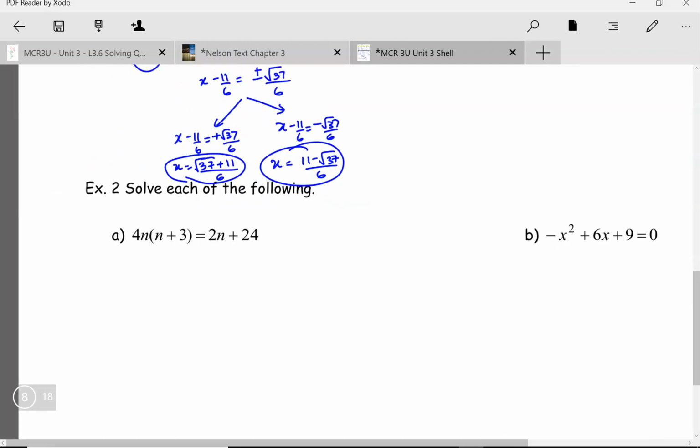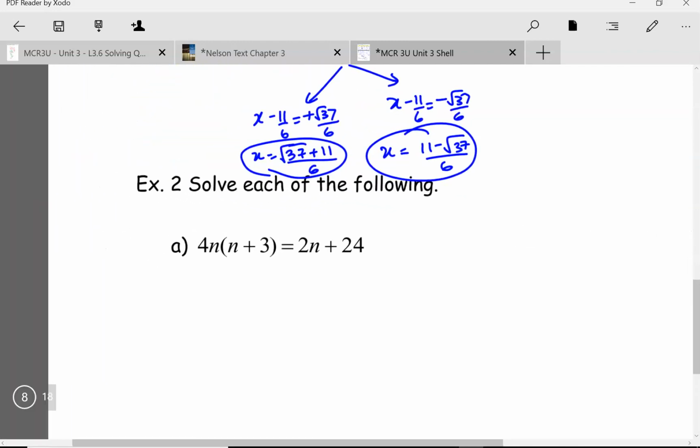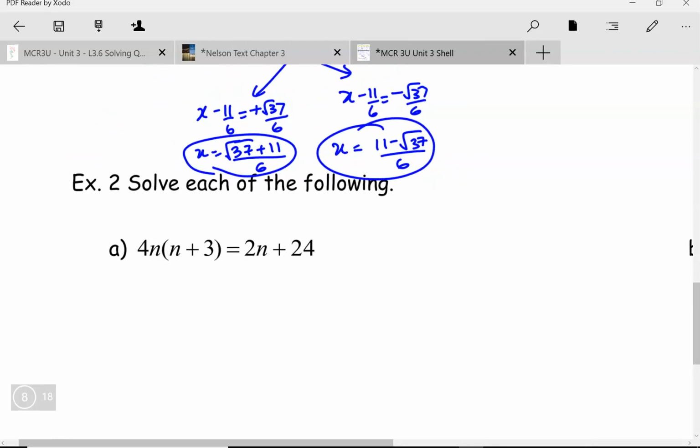Now we get to the harder questions. Let's look at this one. This one looks quite interesting. I don't even know what to make of that. 4n squared plus 12n plus 10n plus 24. It's an interesting question, so let's take a look.